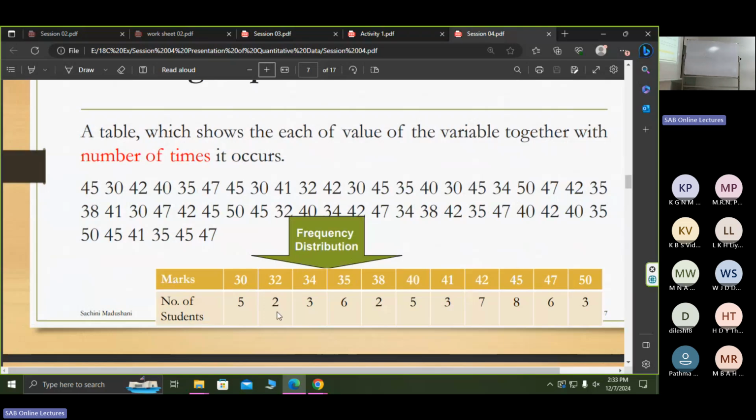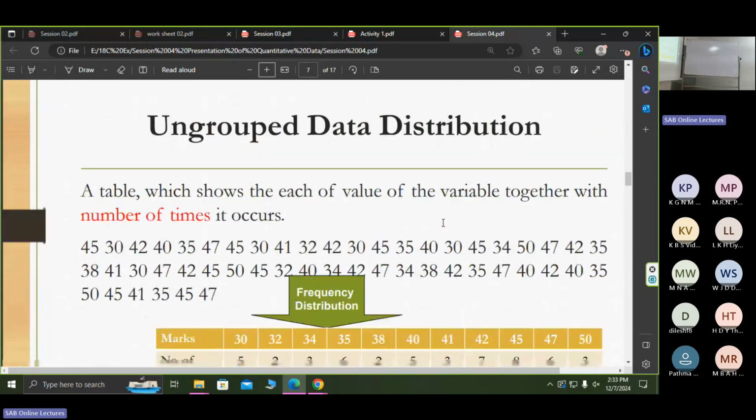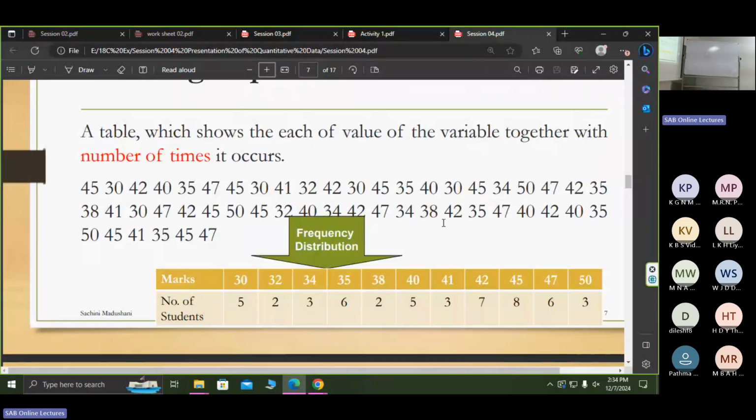Clear? Okay, then this table we call ungrouped data distribution. Understood? This table is easier than the array. Why? We do not take the count. In the array, when we need to find out how many students got 47, we need to count. Here, we can directly find out that 6 students got 47.